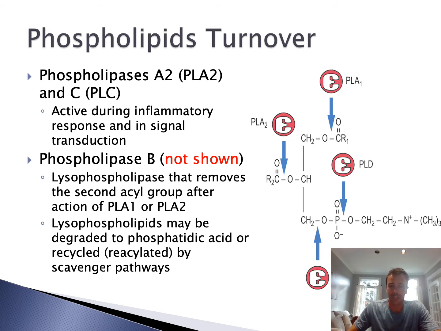Phospholipase B, which actually isn't shown here, removes the second fatty acid. It's a lysophospholipase that removes the second acyl group after the action of phospholipase A1 or A2. So after you get the first one off, phospholipase B will take the second one off. These lysophospholipids may be degraded into phosphatidic acid or recycled by scavenger pathways.